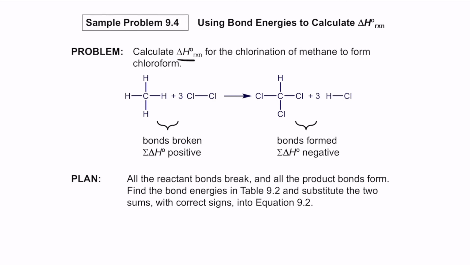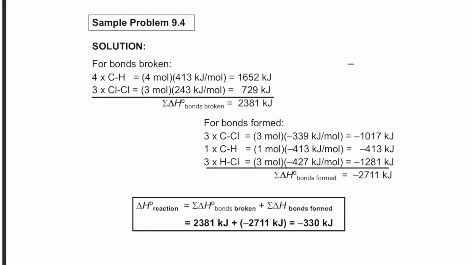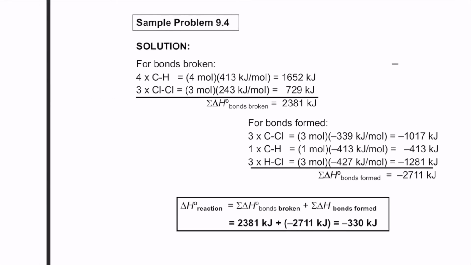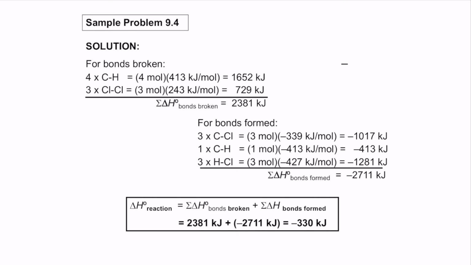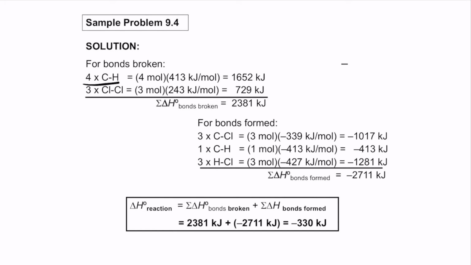So pause the video here and try to solve this problem. So from the table we have these values. You have 4 C-H bonds and 3 chlorine-chlorine bonds. So that means we have to take into consideration 4 C-H bonds and 3 chlorine bonds. So 4 C-H bonds is 413 and chlorine bonds is 243, which is a total of 2381 kilojoules.